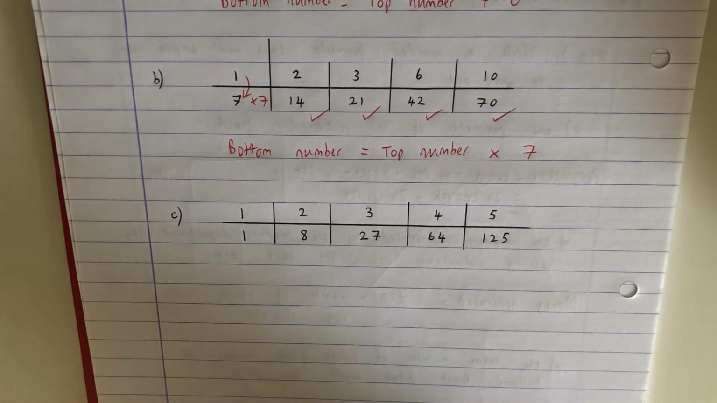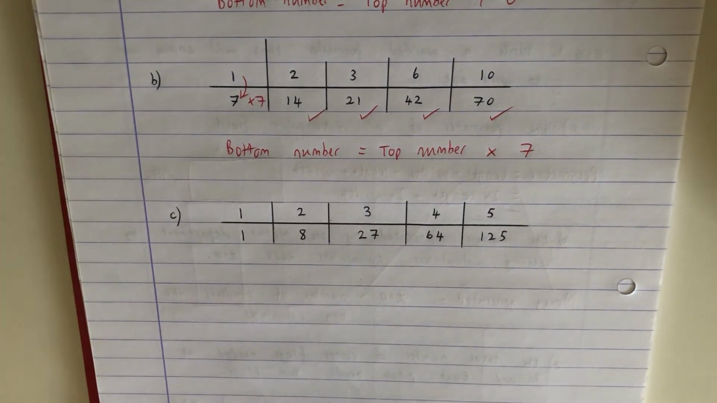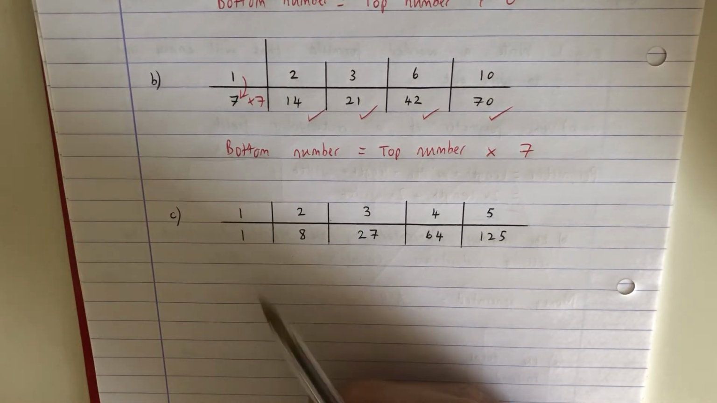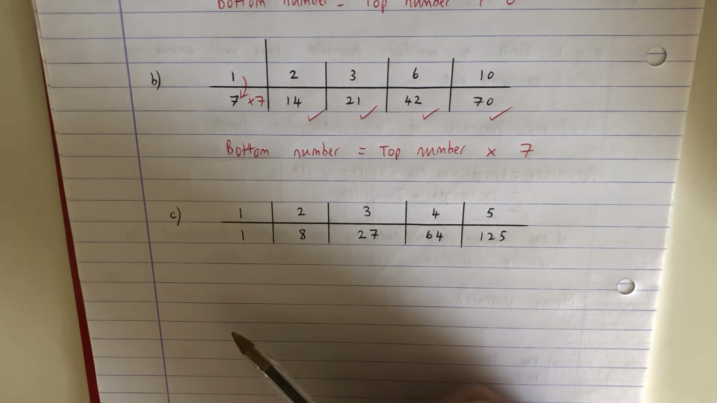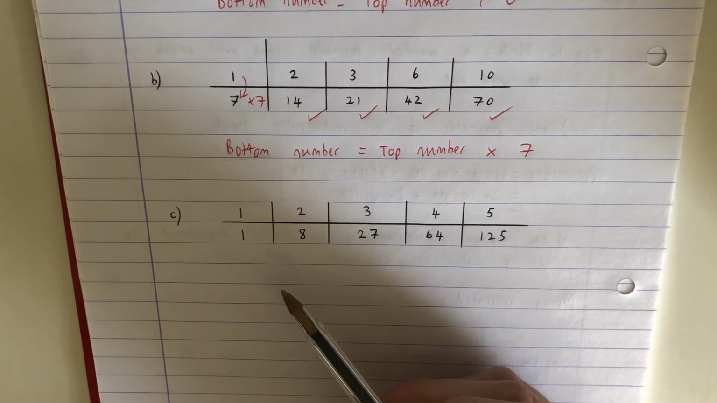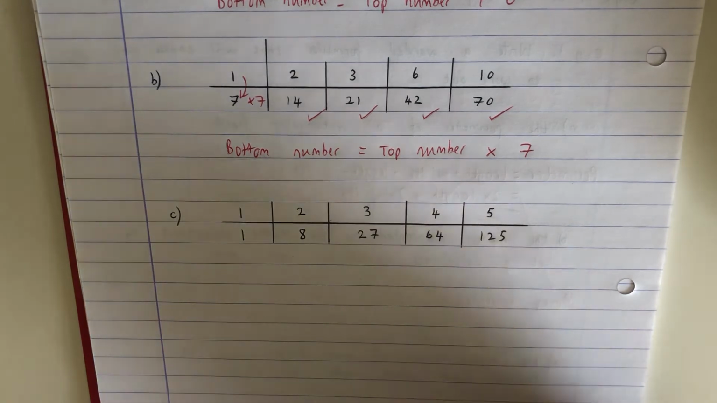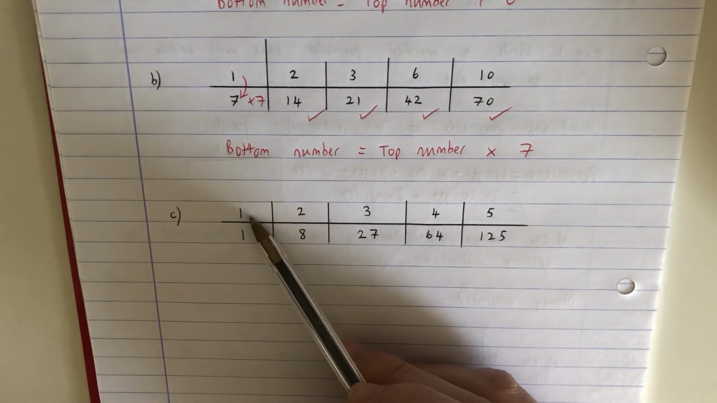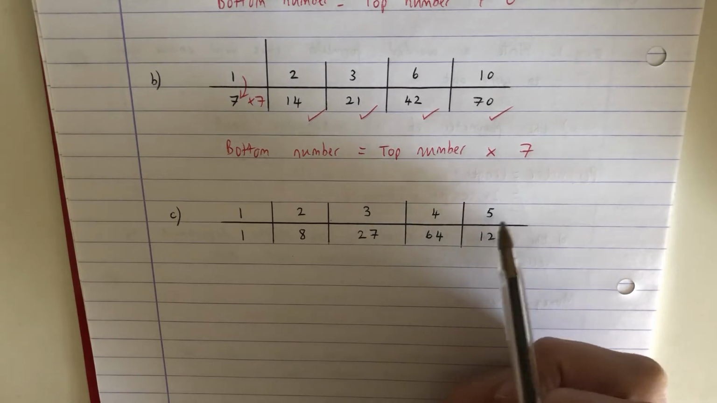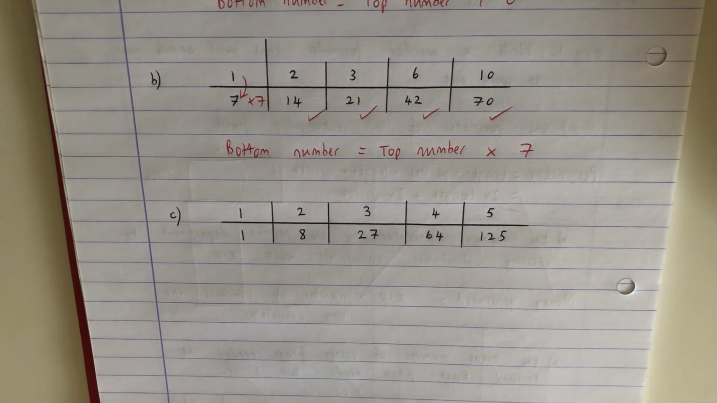Part C. Very difficult to get this one. I'd be very impressed if anybody can spot this without me giving any clues. So it's the same task again, trying to get from the top number to the bottom number. Going from 1 to 1. That's like adding 0 maybe, but that's not going to work for the others. Maybe timesing by 1. Again, that doesn't work for the others either. Dividing by 1. Nope, not going to work. The only clue I can give you is that it is something to do with powers.